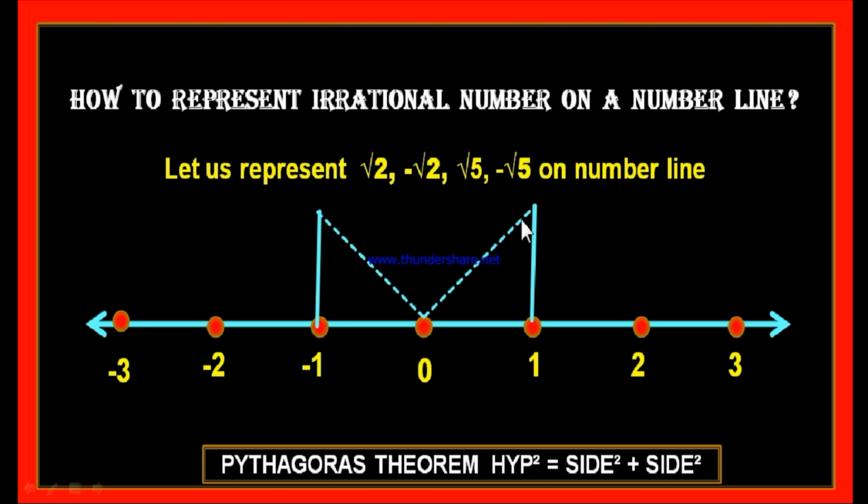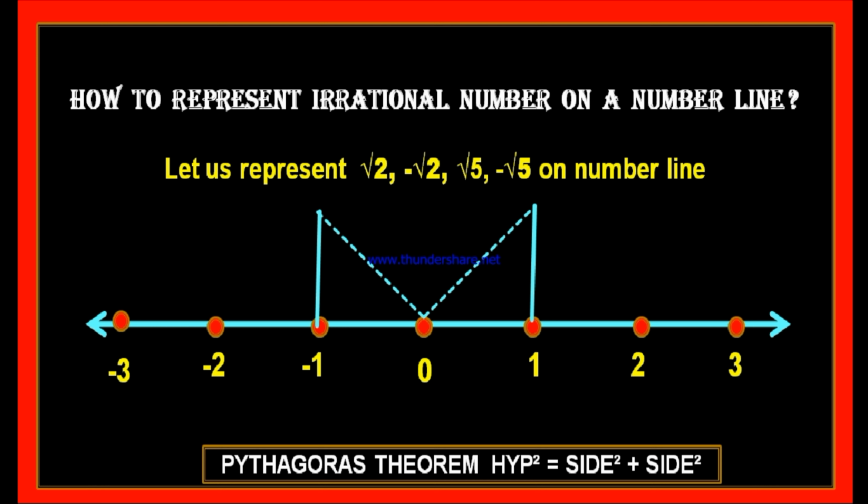Then what is the hypotenuse? Hypotenuse is equal to root of side square plus side square. That is root over 1 square plus 1 square. 1 square is 1, plus 1 square is 1. 1 plus 1 is 2, so root 2. Therefore, the length of this hypotenuse is root 2 units. Similarly, the length of this hypotenuse is also root 2 units.